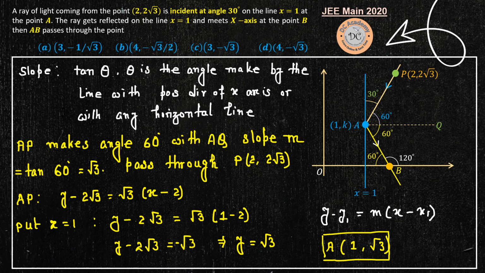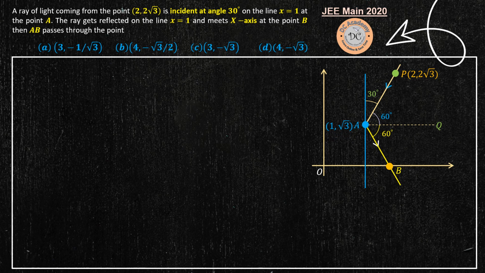Now we need to find the coordinate of the point B, or maybe to find the equation of the line AB, we need to find the slope of the reflected ray AB. So let's go ahead and find that. You see that the coordinate of A is already found. Now we need to find the slope of the line, the reflected ray AB.